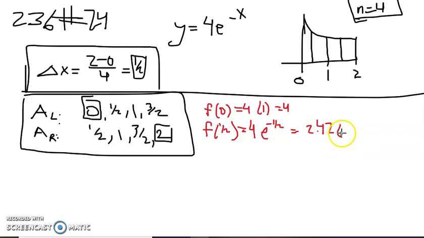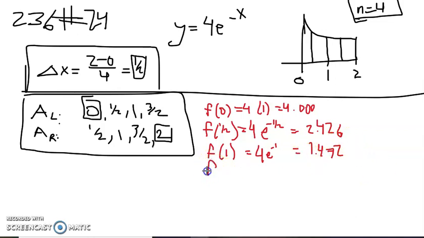I'm not going to do any more than that. I'm just going to do 3 decimal places for now. And then, let's see, f of 1 is 4e to the negative 1. All right, well, that's not so bad. 4e to the negative 1. All right, 1.472. I rounded a little bit, but it's not that much different.